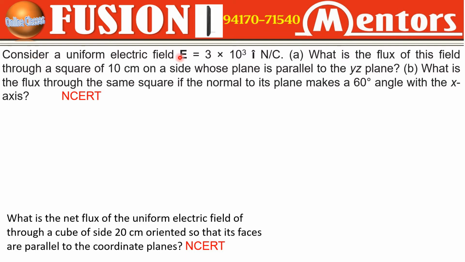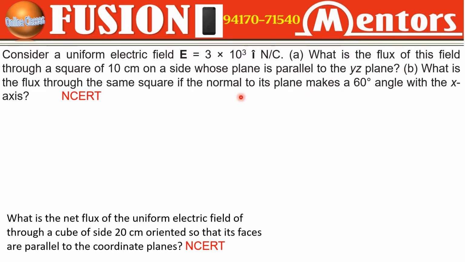Consider a uniform electric field 3 into 10 power 3 i cap Newton per coulomb. Newton per coulomb is SI unit of electric field. i cap means electric field is directed along positive x-axis. Question 1 is what is the flux of this field through a square of 10 centimeter side on whose plane is parallel to YZ plane.